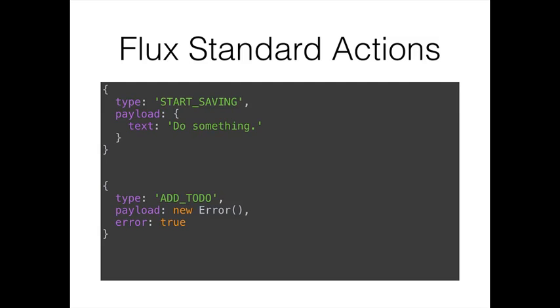Now, luckily, there has been an effort of standardizing the Flux actions. So look it up. It's called Flux standard actions. The way it works is that those actions are supposed to be just plain JavaScript objects with a type and with a payload. And for the payload, you can do whatever you want, but you have to have a payload. And then maybe you also have an error, which must be a Boolean. And if it's true, then the payload must be an error object.